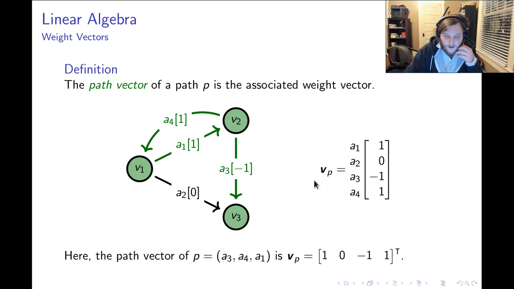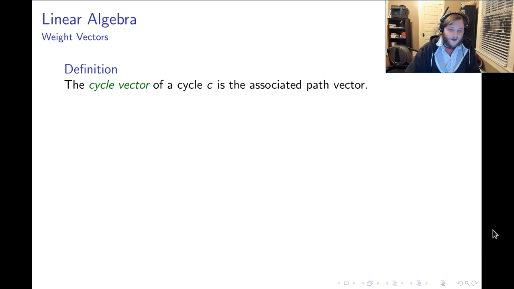So here, the idea is that we're building the weight vector according to this path. So what is the position in the first coordinate? Well, that's a 1 because when we took our path, we traveled with A1. The second position is 0 because we ignored the second arrow. The third position gets a -1 because we traveled against the third arrow. And the fourth position is a 1 because in our path we traveled with the fourth arrow. So the language we would use here is we would say that the path vector of the path A3, A4, A1 is the vector 1, 0, -1, 1.